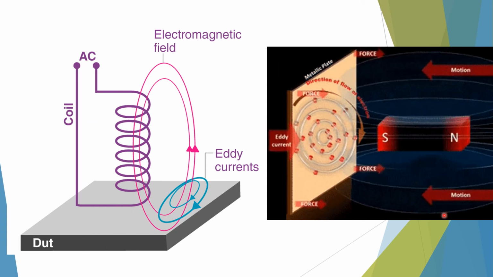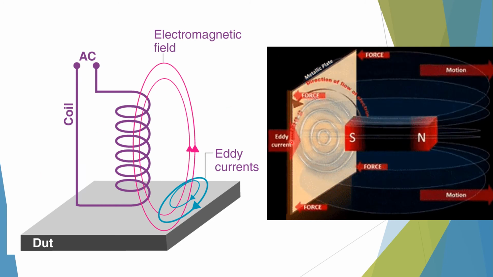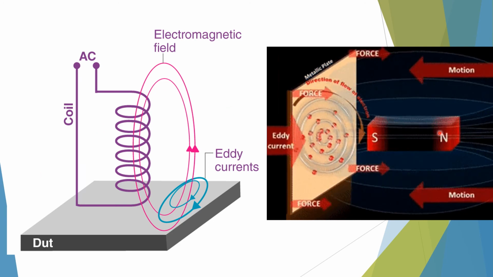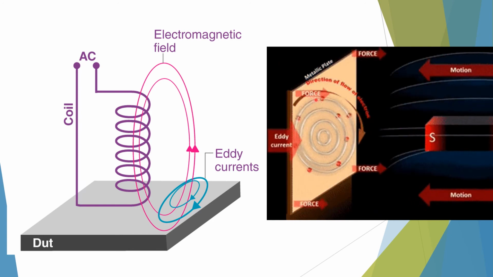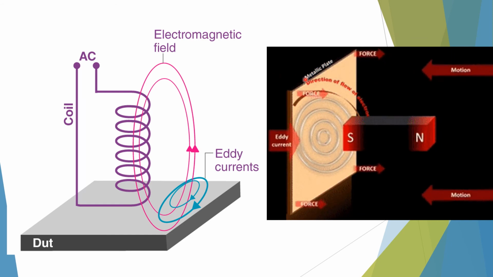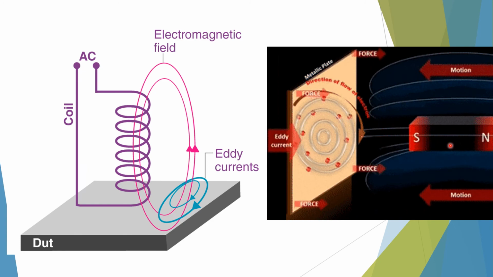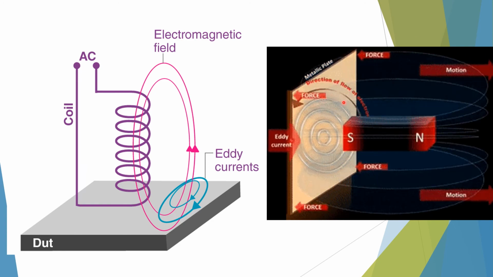This animation is also showing the same procedure. Here the magnetic field is changing. We have a magnet and we move it towards this conductor. When we move this magnet towards this metallic plate, we can see that due to change in magnetic flux through this metallic plate, eddy currents are produced.